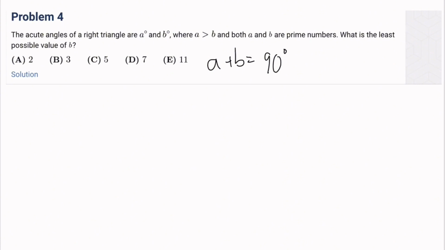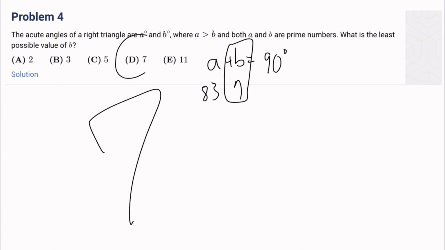Okay, so we have to separate 90 into two prime numbers, and so they will be an odd number and an odd number, right? So first we can have 3 and 87, but 87 is a multiple of 3, so that won't work. And next is 5 and 45, but 45 is also not a prime number, so that also won't work. And if B is 7 and A is 83, this works because 83 is a prime number and 7 is a prime number, so the least possible value of B is 7, so the answer is D.